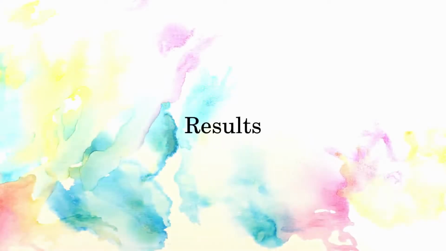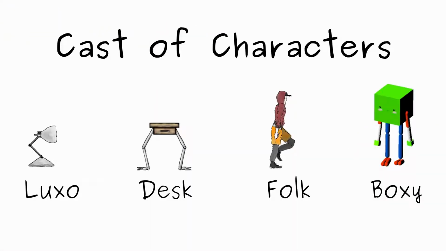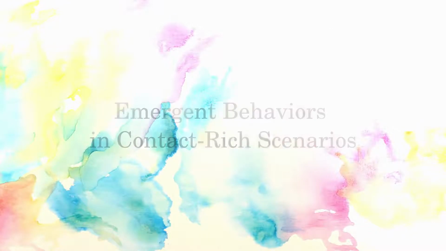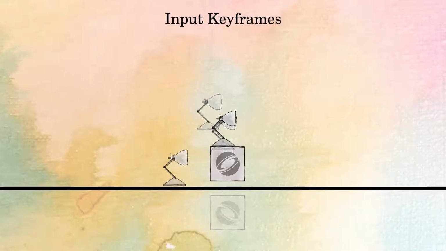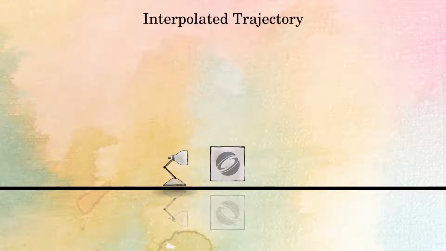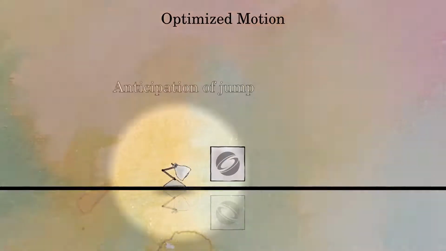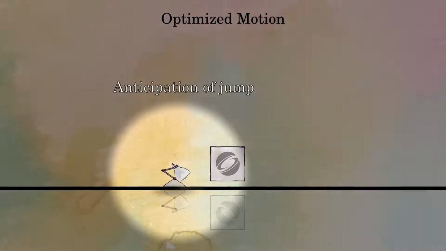Now, we present our results. We evaluate our method on a variety of characters. Luxo, Desk, and Folk are 2D characters, and Boxy is a 3D character. With our system, the user can create visually plausible and physical motions in contact-rich scenarios, such as wall flips and parkour movements. Our flexible optimization system allows for the emergence of auxiliary behaviors, such as clambering, pushing, and follow-through.